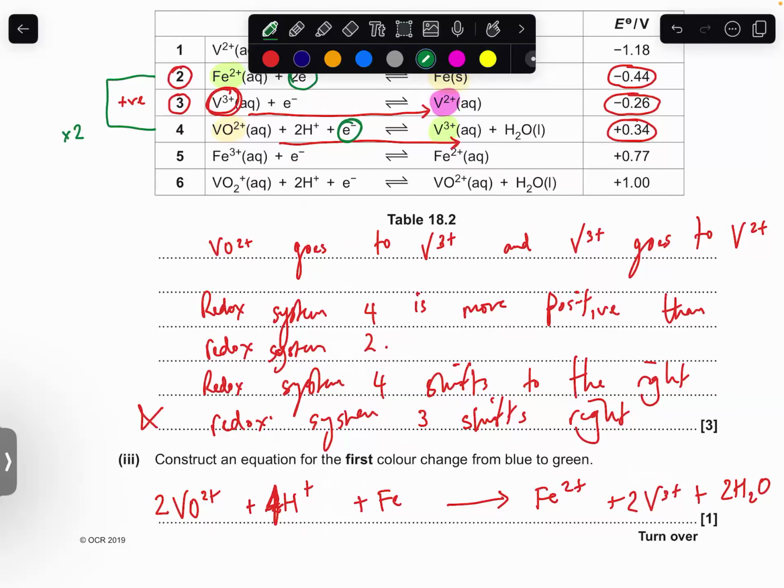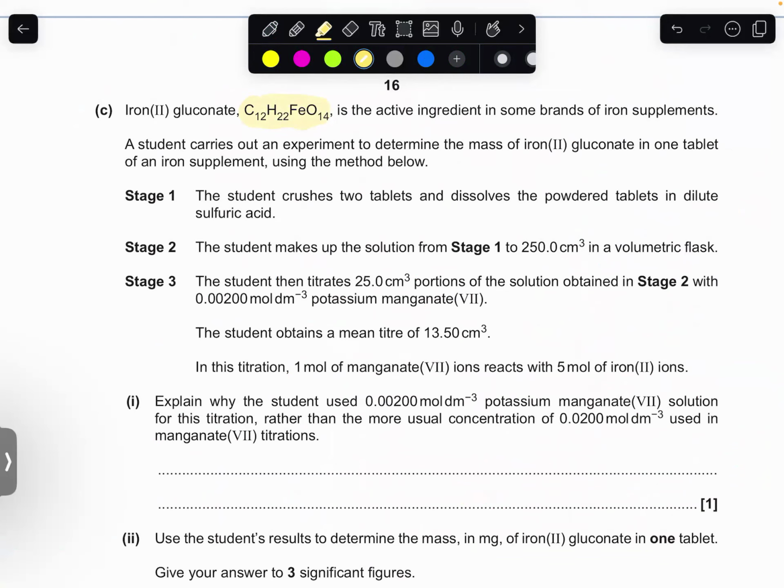You've got iron 2 gluconate. So you've got this strange, complex, complicated ion here, which is an active ingredient in some brands of iron supplements. The student carries out an experiment to determine the mass of iron 2 gluconate in 1 tablet of iron supplement using the method below.